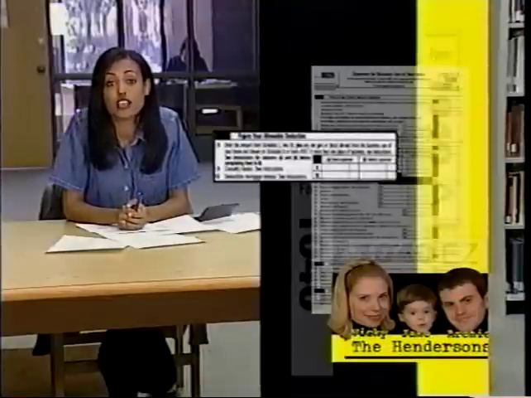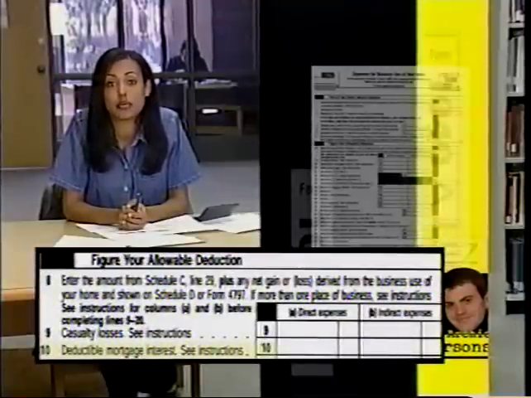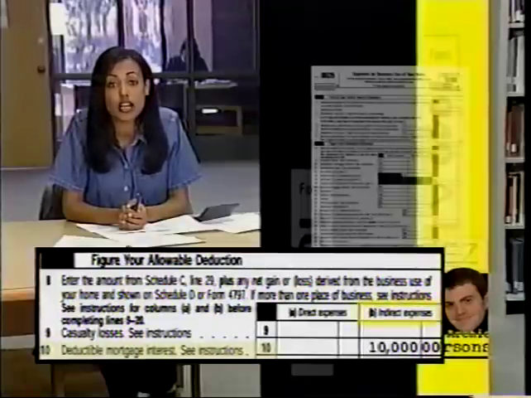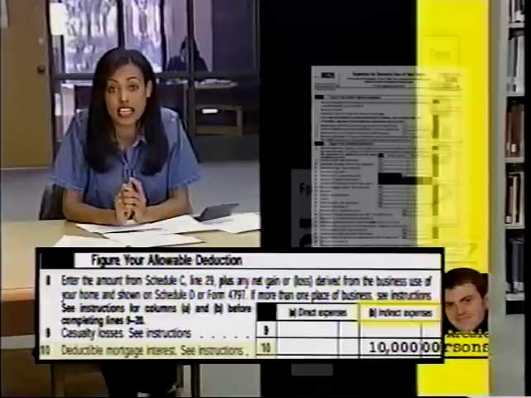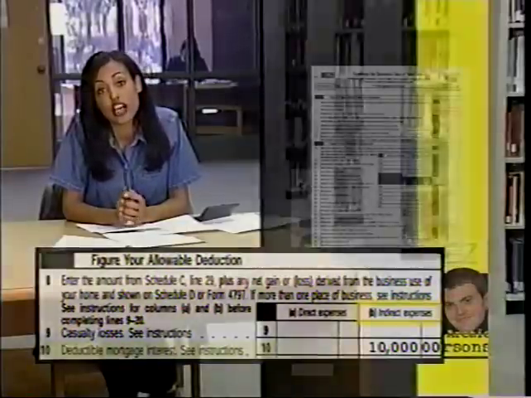Well, line 9, casualty losses, doesn't apply to the Hendersons' house. Line 10 deals with deductible mortgage interest. The Hendersons paid $10,000. This is an indirect expense because the Hendersons paid this money in relation to the entire house, not just Vicky's office. You'll see that nearly all of the expenses coming up are indirect expenses.